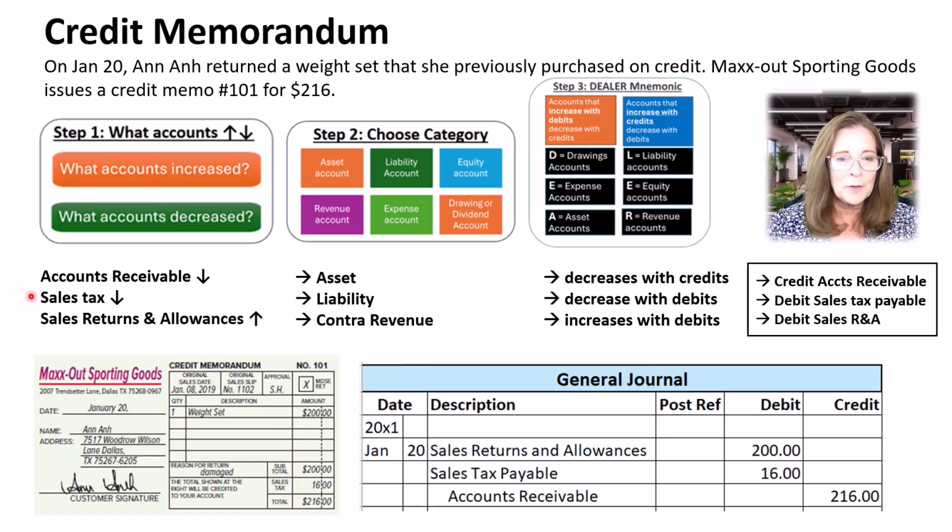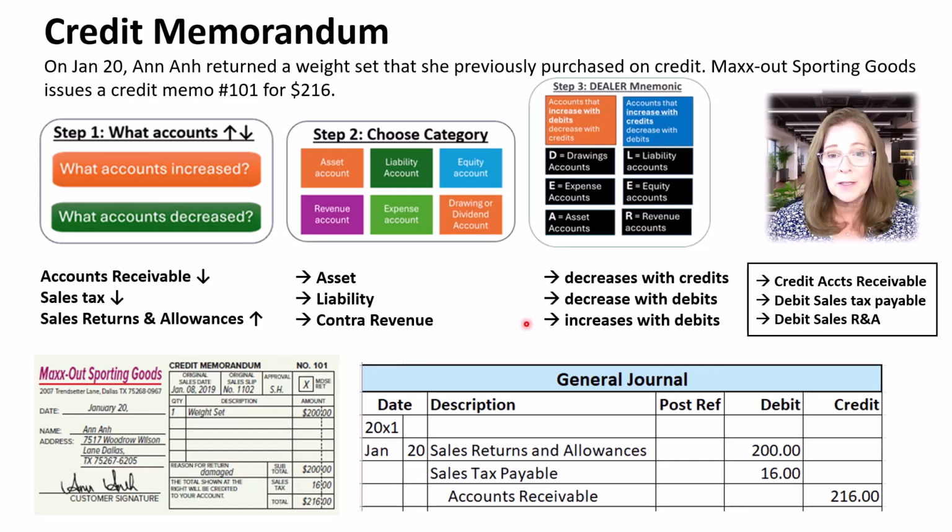Sales tax decreased because the company refunded the sales tax previously paid by the customer. Sales tax is a liability, and liabilities decrease with debits. Sales returns increased. Sales returns are a contra revenue account with a normal debit balance. Contra revenue accounts increase with debits.